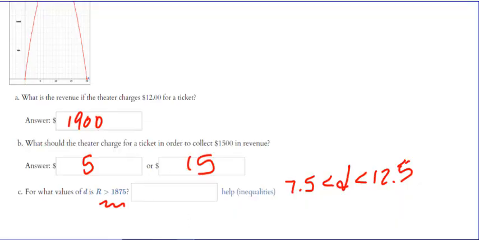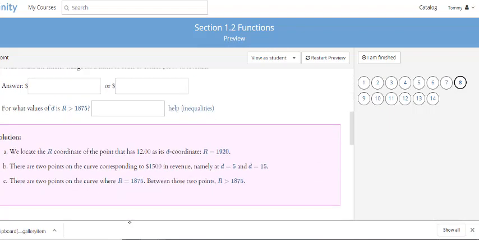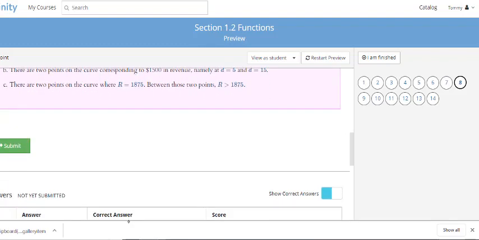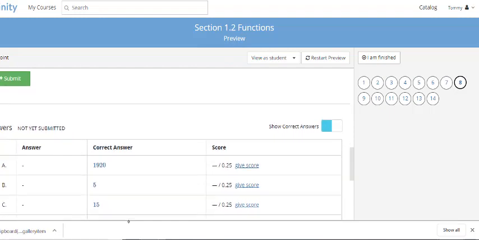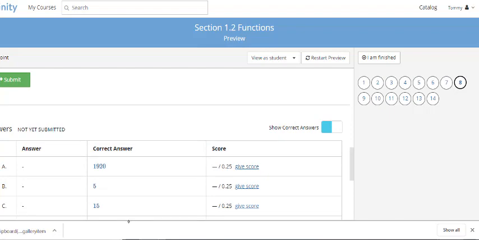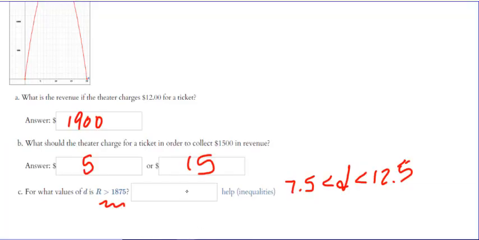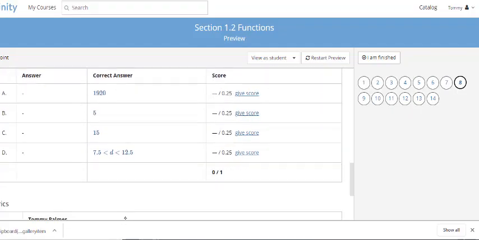So this is what I've got. I want to show you. If we look at it, they got 1920. I got 1900. So let's see if I would even have been right. No, I wouldn't even have been right on that, because that would have been plus or minus 0.25 in a way. So I'd have had to plug back in and do some stuff there. But D is, let's see what I got here, 5 and 15. And I got 5 and 15, and then 7.5 is less than D. So I got that 1920.